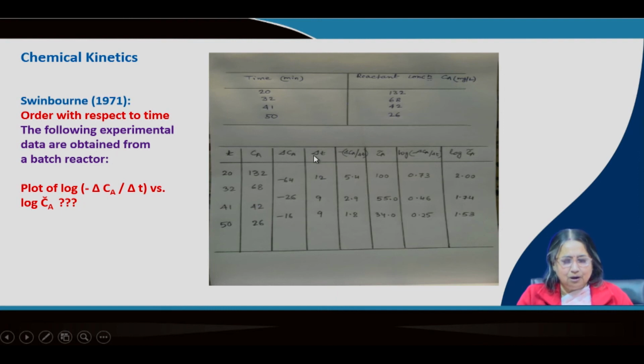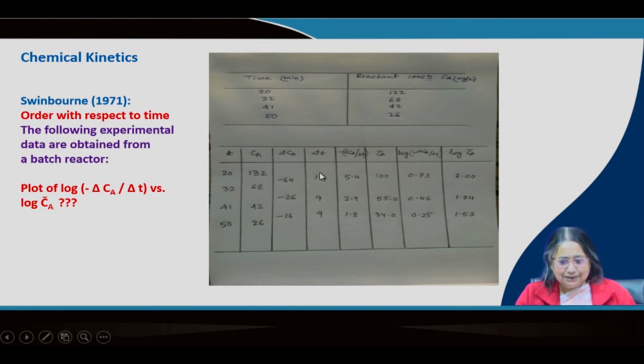Now you have delta Ca values and delta T values. You have to calculate delta Ca by delta T, and in this column you have calculated this value, and this is the average. What is the average? This one plus this one by 2, this one plus this one by 2, like this. So, this is the Ca average; average actually means midpoint.